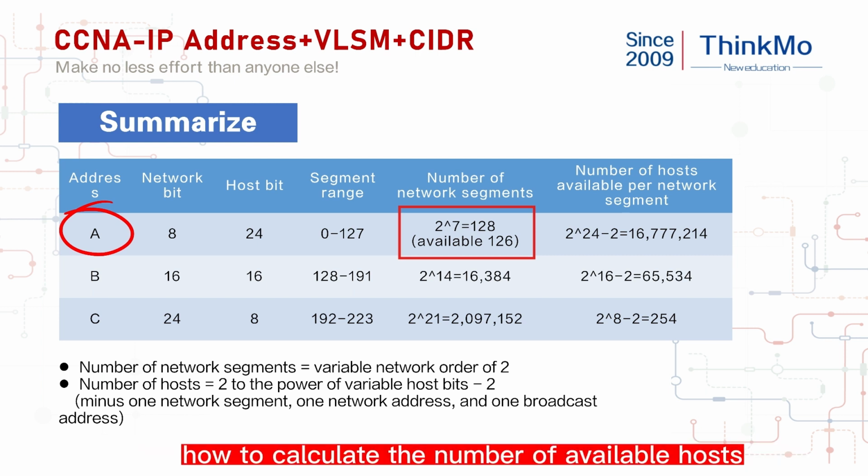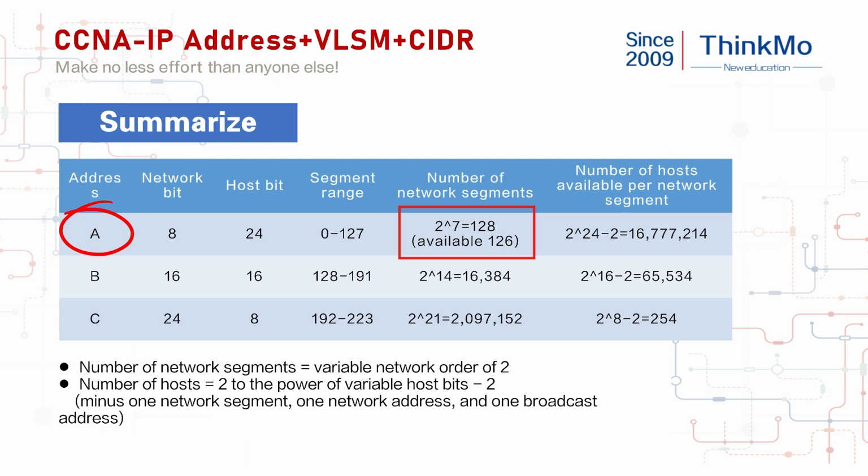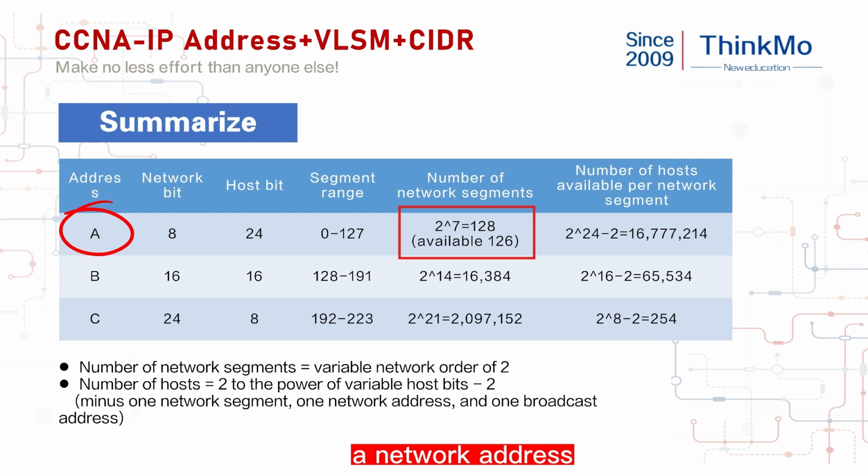How to calculate the number of available hosts for each network segment? Here's a word: number of hosts. As the name suggests, it is 2 to the power of the variable host bits, that is 2 to the 24th power. But please pay attention. Subtract 2 here. We have 2 rather special addresses: a network address and a broadcast address.